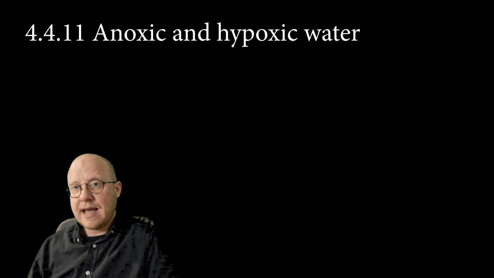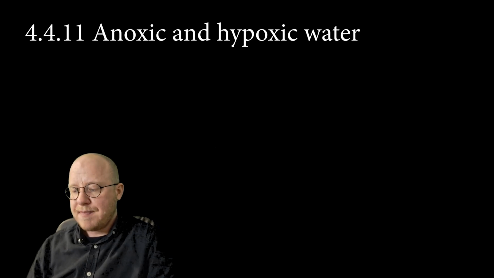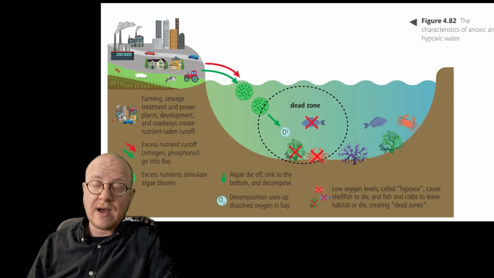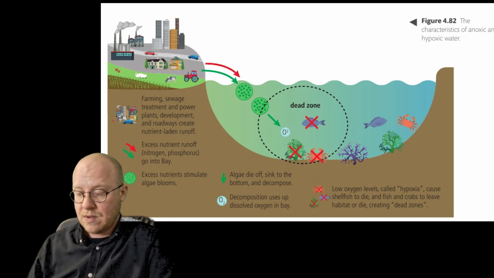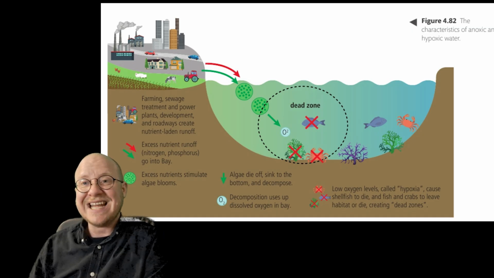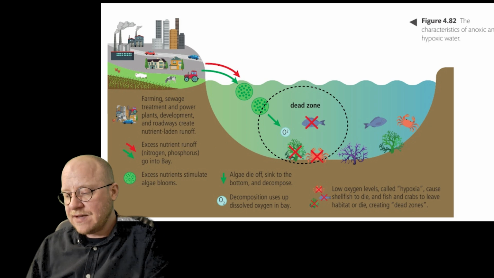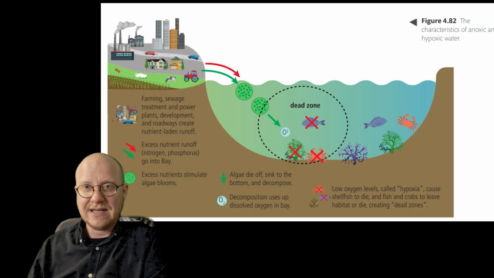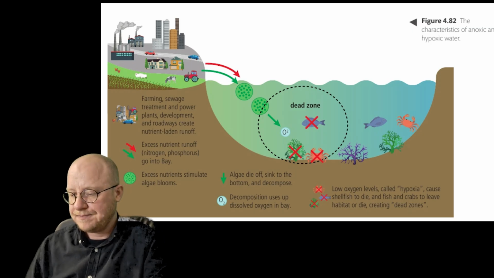4.4.11, anoxic and hypoxic water. Hypoxia, low oxygen, and anoxia, lack of oxygen. So anoxia is no oxygen, hypoxia is low. In water, these result from several causes and can create aquatic dead zones. The frequency of anoxic, hypoxic waters is likely to increase due to the combined effects of global warming, freshwater stratification, sewage disposal, and eutrophication. Hypoxia and anoxia are very common in stagnant water. That's water that is not moving.